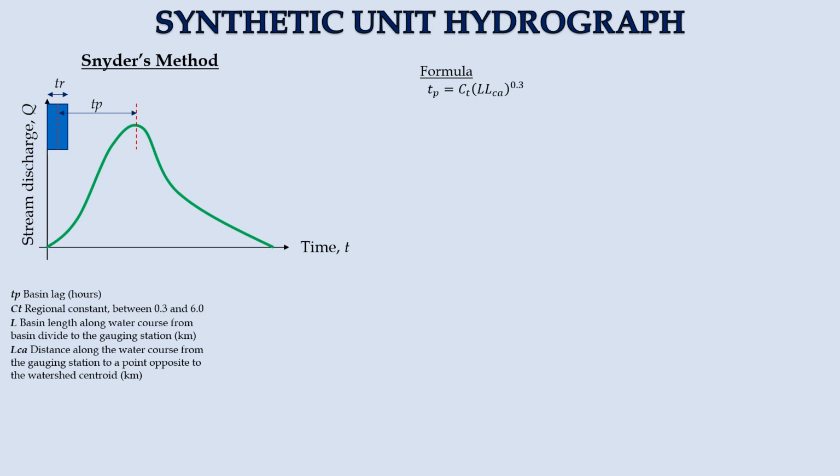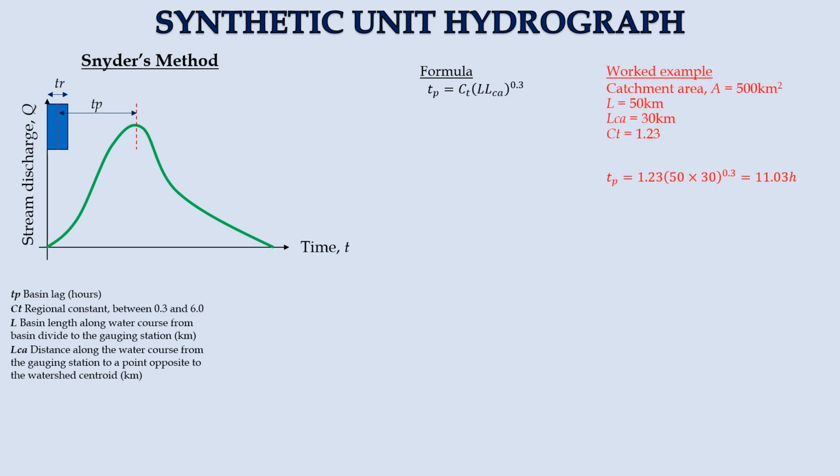In this method, the basin lag, which is defined as the time elapsed between the centroid of rainfall excess and the peak of direct runoff hydrograph, can be calculated using the following equation. Ct is a regional constant that varies between 0.3 and 6.